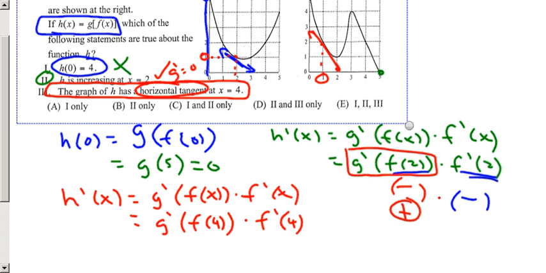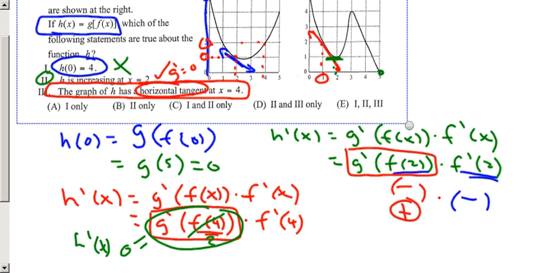Well, f of 4 is 2, and g prime of 2 is 0. So as long as this whole thing equals 0, then h prime of x equals 0. So that also is true. So we have 2 and 3 are correct, so D.